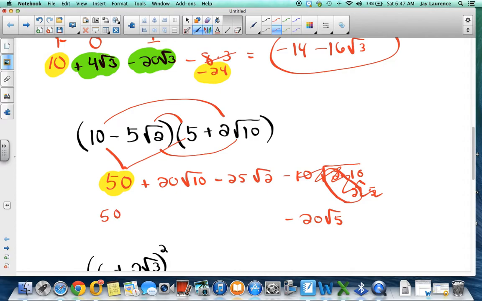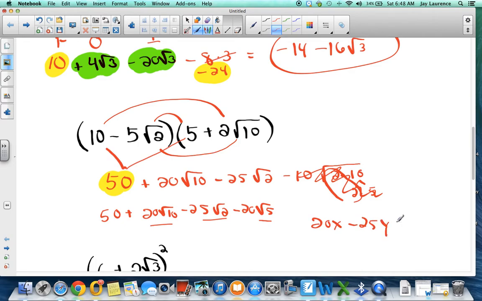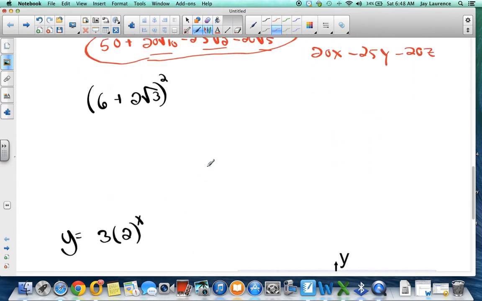So my answer is 50 plus 20 rad 10 minus 25 rad 2 minus 20 rad 5. Now, some of you on the last test we took were combining these guys, but they're not like terms. That's like adding 20x minus 25y minus 20z, because all the rads are different. In multiplication, you don't need like terms. In addition and subtraction, you do. All right, so come down here.